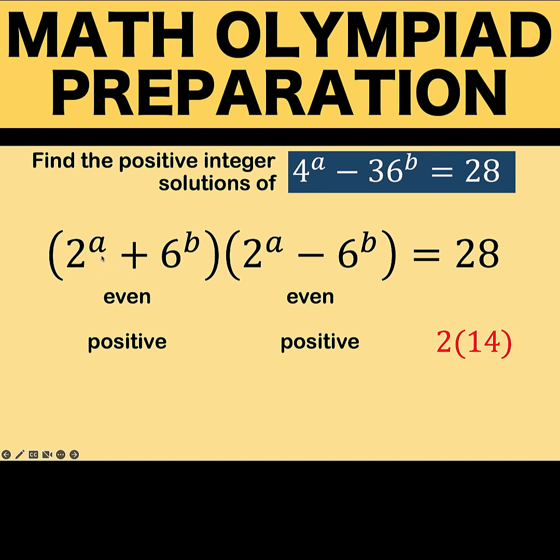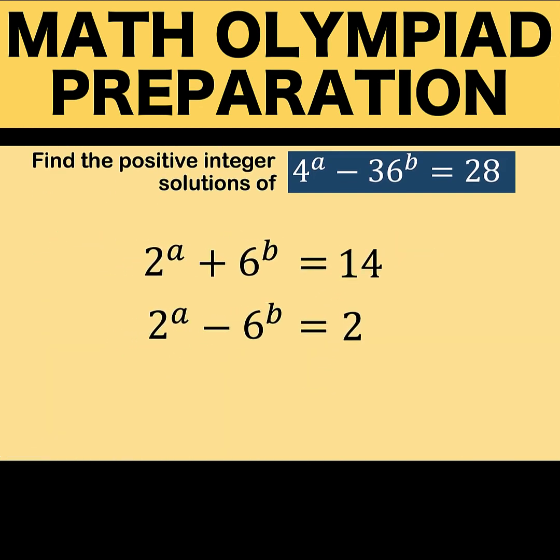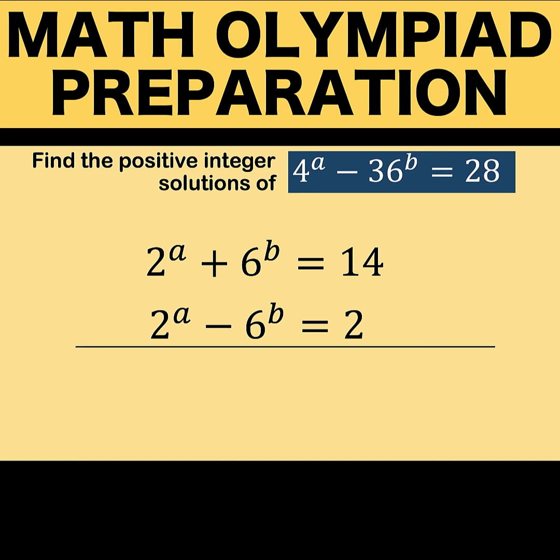So it is 2 raised to a plus 6 raised to b that is equal to 14. And 2 raised to a minus 6 raised to b is equal to 2. And so we now have this result. Now, we can solve these two equations simultaneously. This is now what we have.